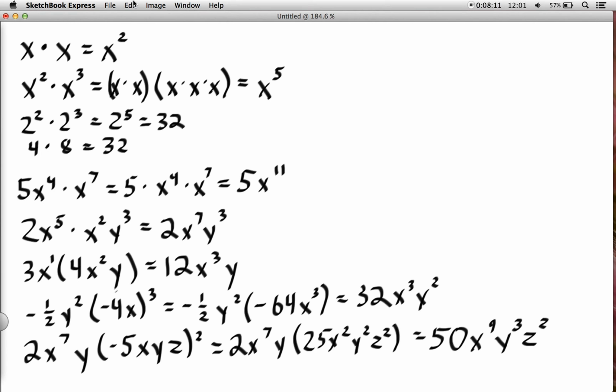Now we're going to move into division. X to the 5th divided by x cubed. So let's start the same way we handled multiplication. Just simplify it all out. What is x to the 5th? Well, it's x times itself 5 times. So we have x times x times x times x times x over x times itself 3 times. X times x times x.